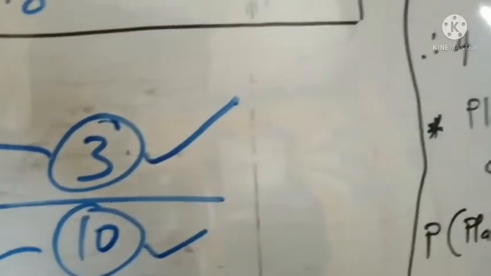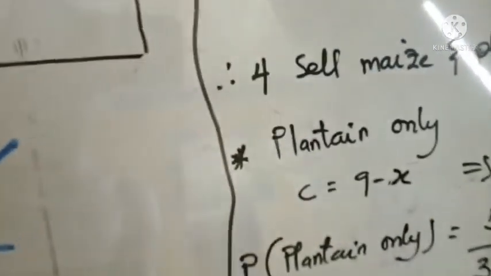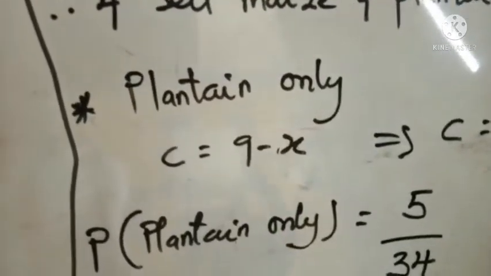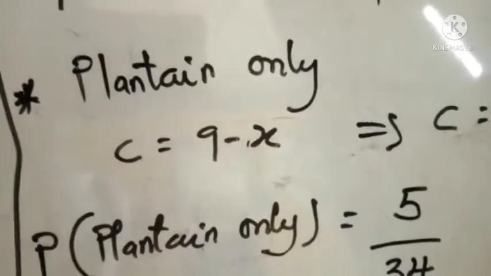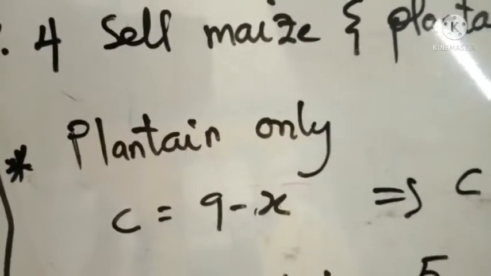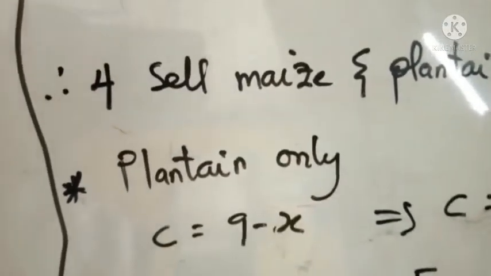Okay, now let's answer the question. They say, what is the probability that a woman selected at random from the group sells plantain only? What are we looking for? We are looking for plantain only, from the whole community. That is 34. Is that okay? Now it's your duty to find out the number of people who sell plantain only. So how many people sell plantain only here? You just have to look for that.